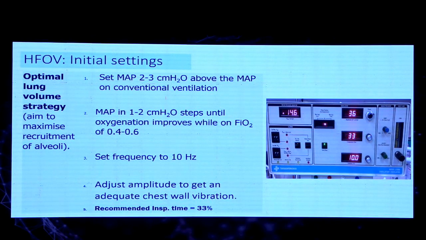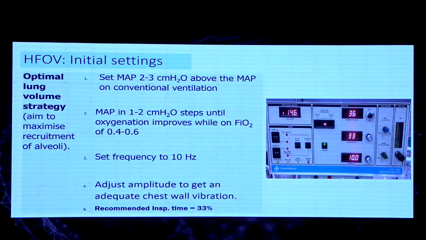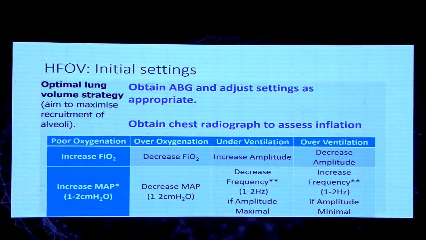If the baby is requiring more than 60%, probably the baby needs more mean airway pressure to open the lung and recruit more alveoli. Set the frequency to 10 hertz. Some people like to set it at 15 in extremely tiny, small babies to use smaller tidal volumes. Then adjust amplitude to get adequate chest wall vibration. And inspiratory time in SensorMedics, we use 33%. In the Draeger, they recommend to use a 1:1 or 1:2 ratio.